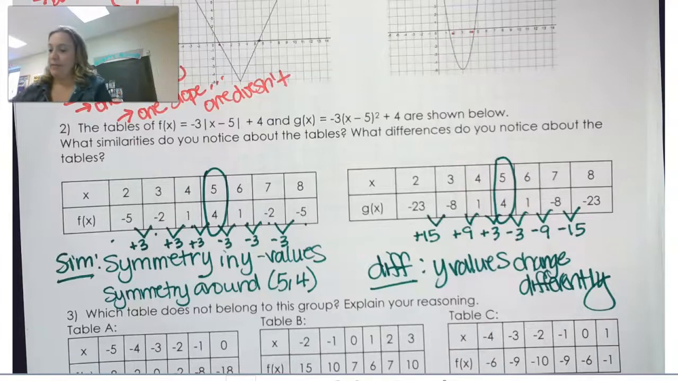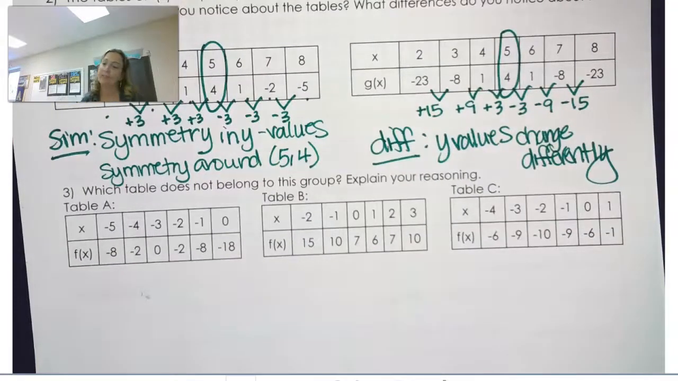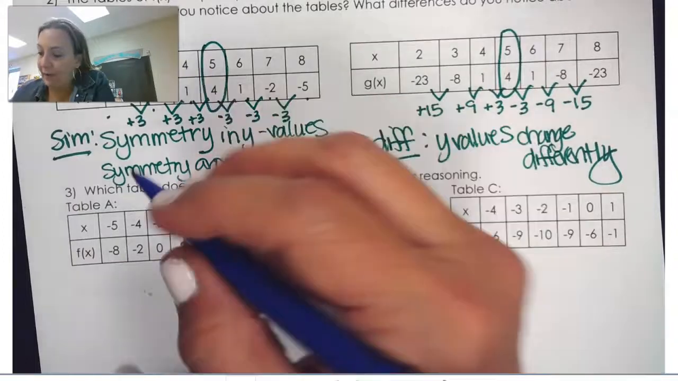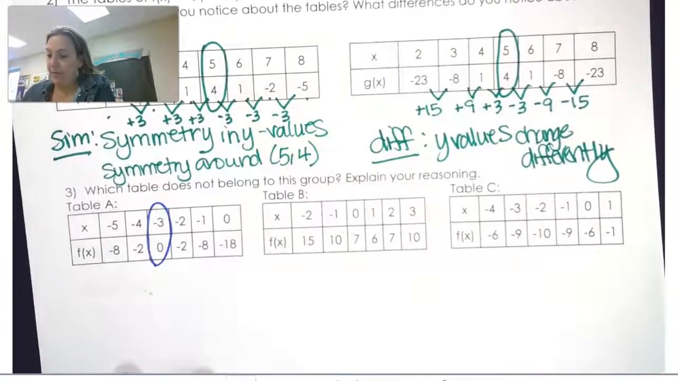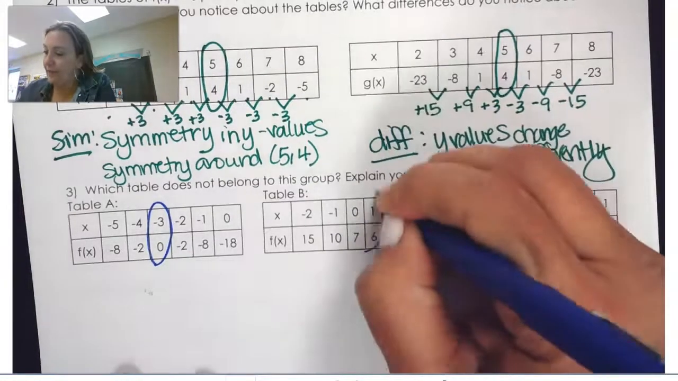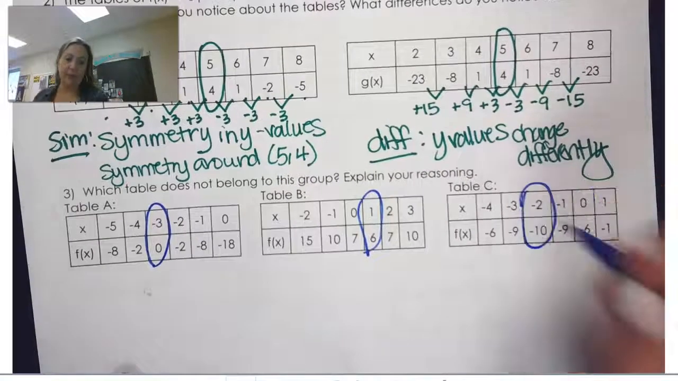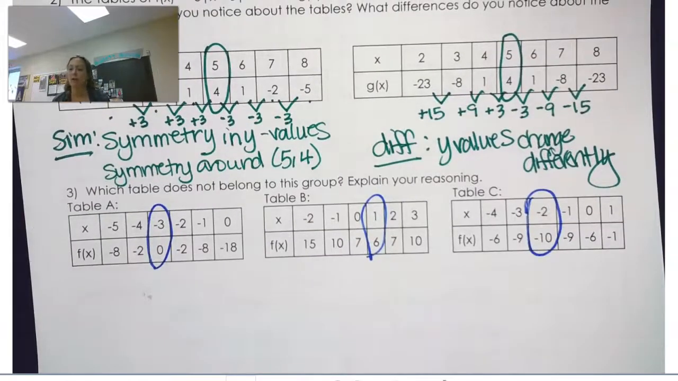Another option is number 3. It says, what table does not belong to this group? And explain your reasoning. So looking at the tables, if we think about that idea of symmetry, I do see that they all do have symmetry. Maybe we could identify where the symmetries are. Here the symmetry is around -3, 0. Here the symmetry is around 1, 6. Here the symmetry is around -2, 10. So they all have symmetries, but how are they different?